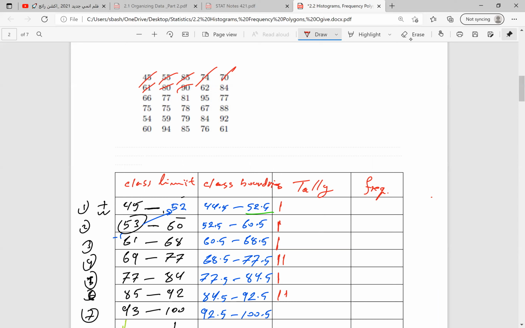the sixth one. 62 will be in the third class. 84 will be in the fifth one. This is done. 84.5. 66 is in the third one. 77 in the fourth one. 81 will be in the fifth one. 95 in the last one. 77, again, is in the fourth one.